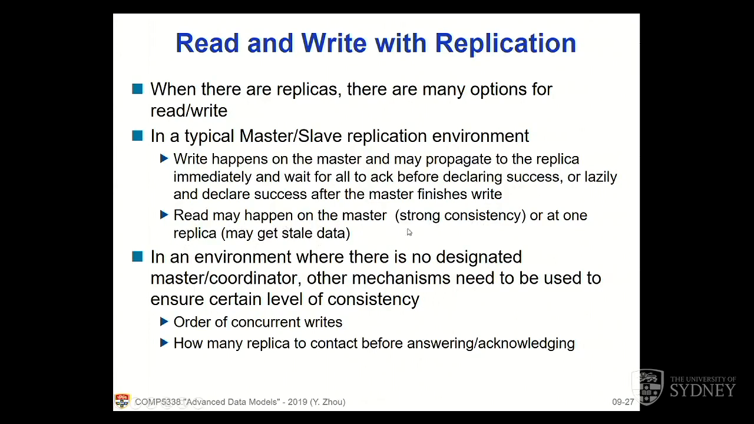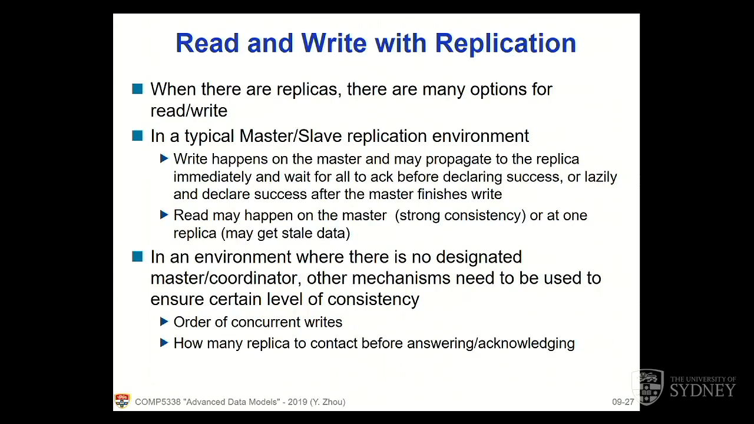And the read may happen on the master, if we want strong consistency, or at one replica, which may get stale data. That's a very typical way, and that's how MongoDB does things. And then MongoDB tries to keep different snapshots of the data, so it can serve data with quorum write or just local update. So that's the environment where there's a designated master or coordinator, and then it can handle all of this.